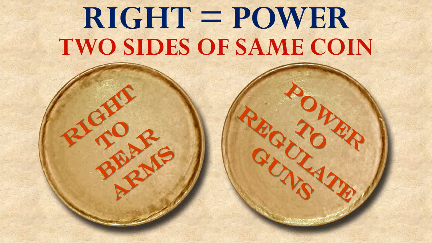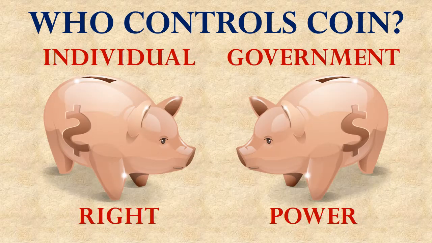In the previous lesson, we talked about two sides of a coin, where we have a single coin on a particular topic, and depending on how you look at that coin, we could either call it a right or a power. Now, which it's going to be, a right or a power, depends on who has it. If the government has control of that thing, we're going to call it a power. But if the individual has control of it, we're going to call it a right.